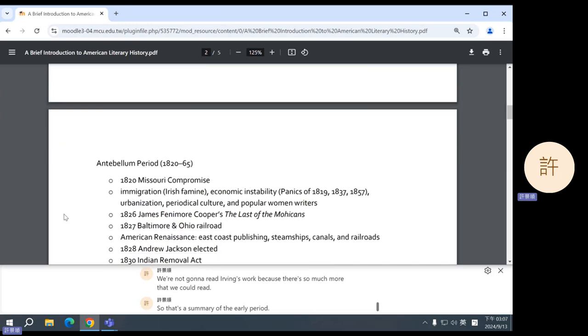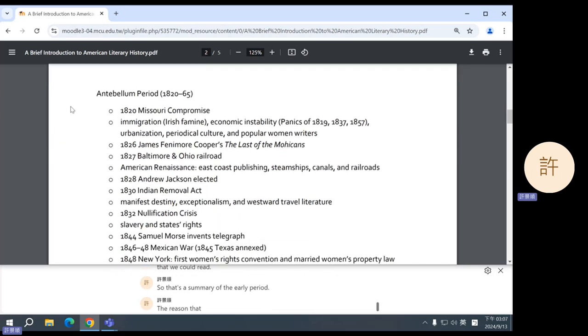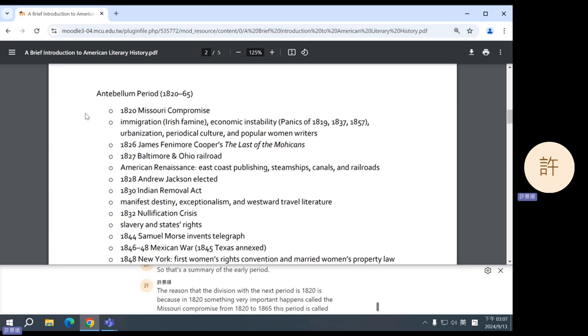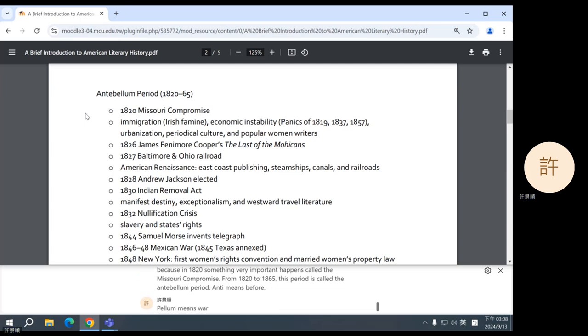And the reason that the division with the next period is 1820 is because in 1820, something very important happens called the Missouri Compromise. From 1820 to 1865, this period is called the Antebellum period. Ante means before. Bellum means war. Which war? The Civil War, 美国内战. 1861 to 1865. We're going to talk about that later.